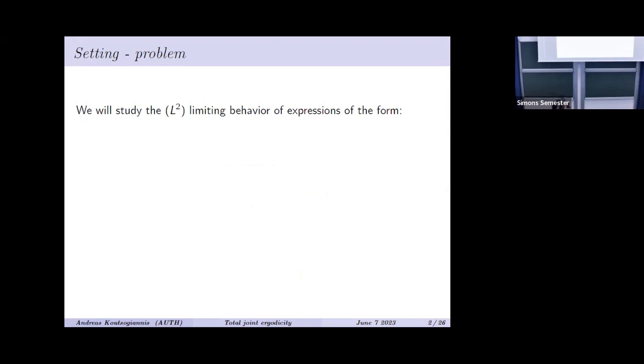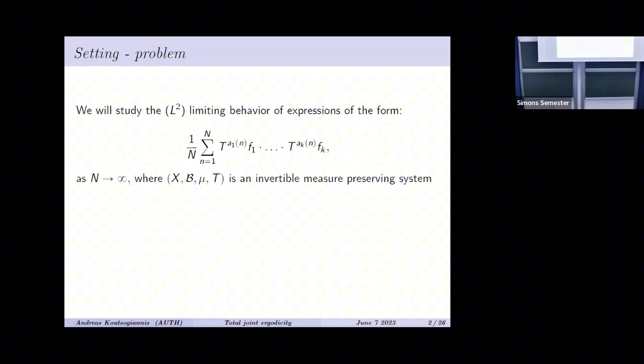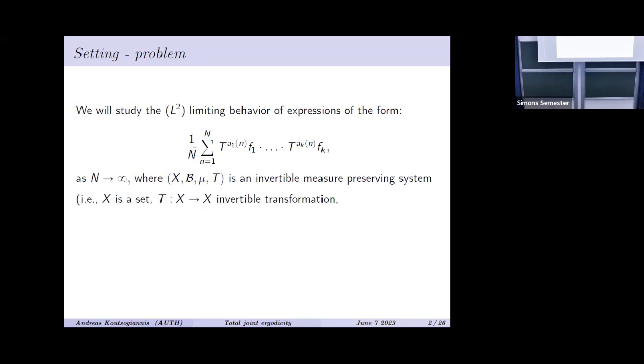So the setting, as in Costas's talk, is going to be mainly for a single transformation. We want to study the L2 limiting behavior of Cesàro averages of this form, as n goes to infinity, of course. I'm going to take an invertible measure-preserving system, in order for me to be able to take whatever iterate I want in T. X is a set, T is invertible, the sigma algebra of subsets of X is B, and mu is a probability measure which is preserved by T.